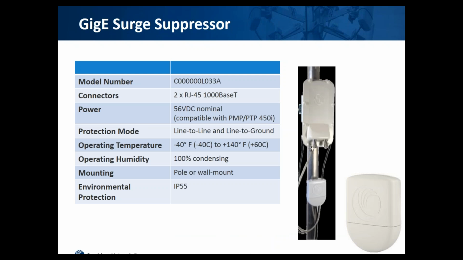This is the surge suppressor. This is really useful for lightning strikes and those kinds of solutions. So this is mainly used to protect the PTP 450i, and it's a wall mount. As you can see in the picture, you have to mount it and connect the two cables to the connector, so that you protect it from lightning strikes as well.